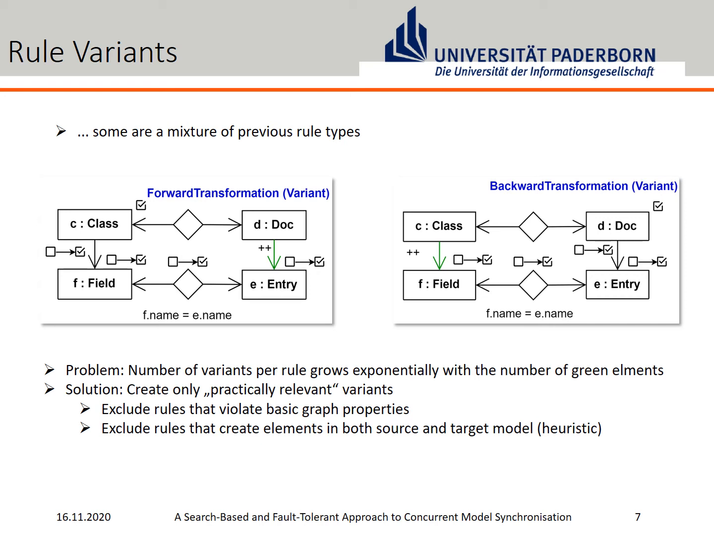The problem is that the number of variants per rule grows exponentially with the number of green elements in the rule. Therefore, we restricted ourselves to a practically relevant subset of rule variants. On the one hand, we excluded the rules that violate basic graph properties, for example, when a black edge has either a green source or target node. Furthermore, we excluded rules that create elements both in source and target model, which is very unlikely to be necessary in practice. This is just a heuristic, of course.